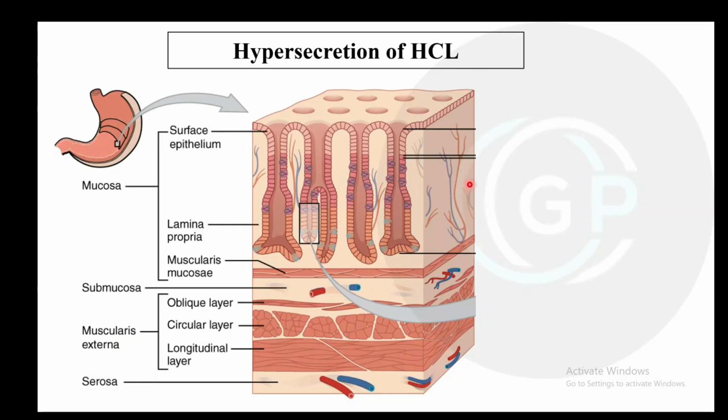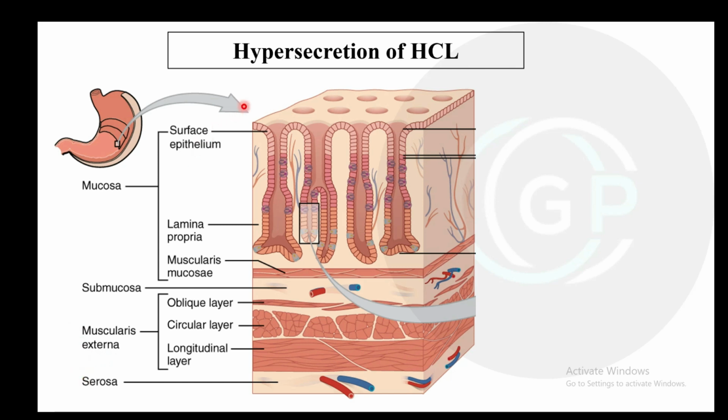Okay, now let's talk about the hypersecretion of HCl. So what happens when there is excess secretion of HCl? So you can see the different layers of the stomach. This we have already discussed in a previous slide. So mucosa is the innermost layer of the stomach, and mucosa is covered by submucosa, and submucosa is covered by muscularis externa, and finally the outermost layer is serosa.